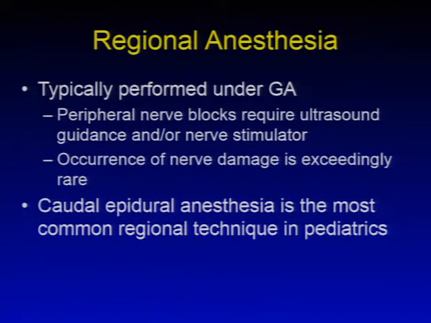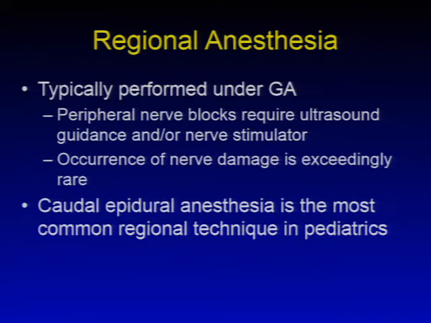This brings us to regional anesthesia. Typically in infants and children, as well as the pediatric population overall, the regional anesthetics are performed under a general anesthetic, as a child will not be appropriately sedatable for performance of a nerve block. The nerve blocks then typically require ultrasound guidance with or without a nerve stimulator. The occurrence of nerve damage is exceedingly rare, and regional anesthesia is safe in an anesthetized child.